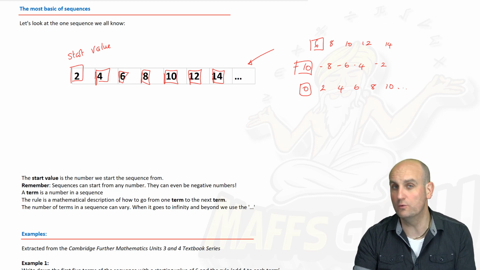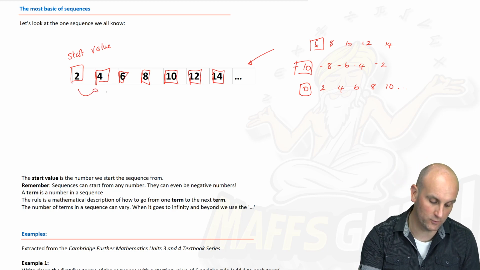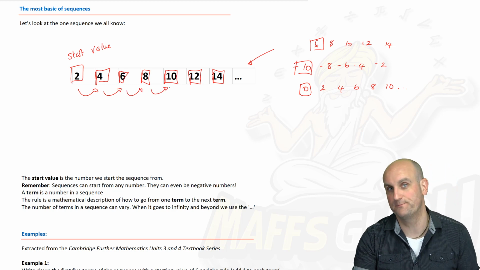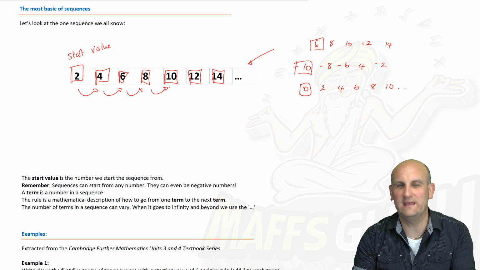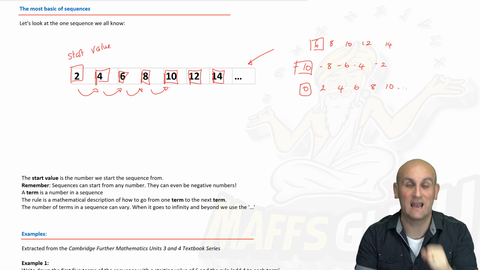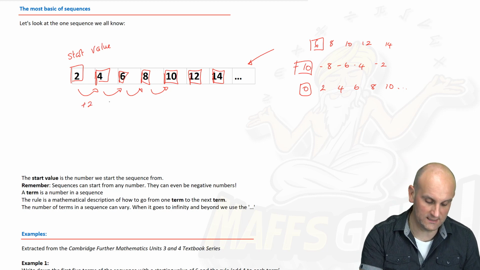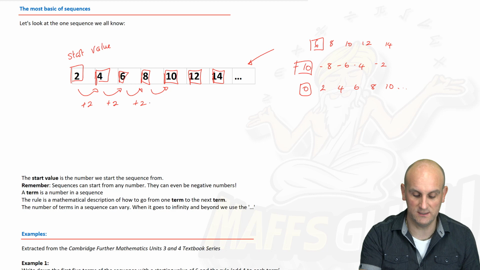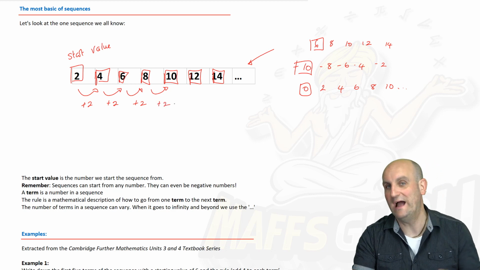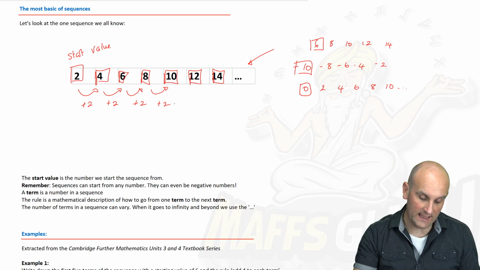Now, what is the rule to go from term to term? Do you see what I did there? Term to term. What is the rule to go from 2 to 4, from 4 to 6, from 6 to 8, and 8 to 10, and so it goes on? Now again, way easy, but believe it or not, this section of the course isn't particularly complicated. It's the language that tends to throw people. What's the rule? Well, hopefully it is plus 2. Yup, very good, plus 2. Add 2, all sorts of different variations that we can use for the language there.